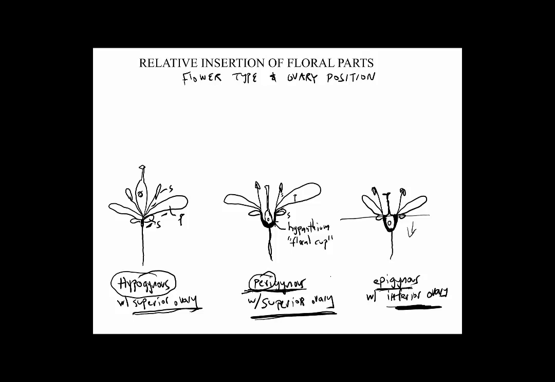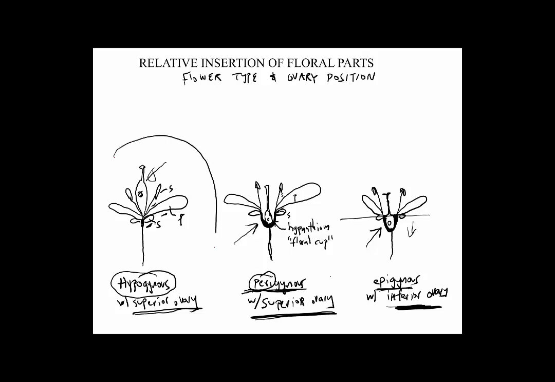The ovary is down here. The ovary is like sort of in the middle, and the ovary is the top. But the middle is not really the middle, it's really the top because they're attached below. And those are the three types of relative insertion of floral parts, flower type and ovary position.